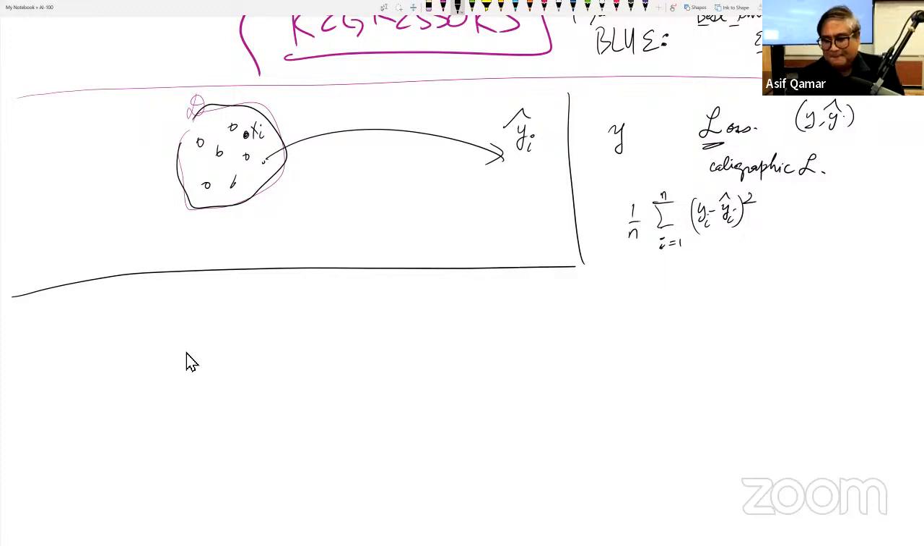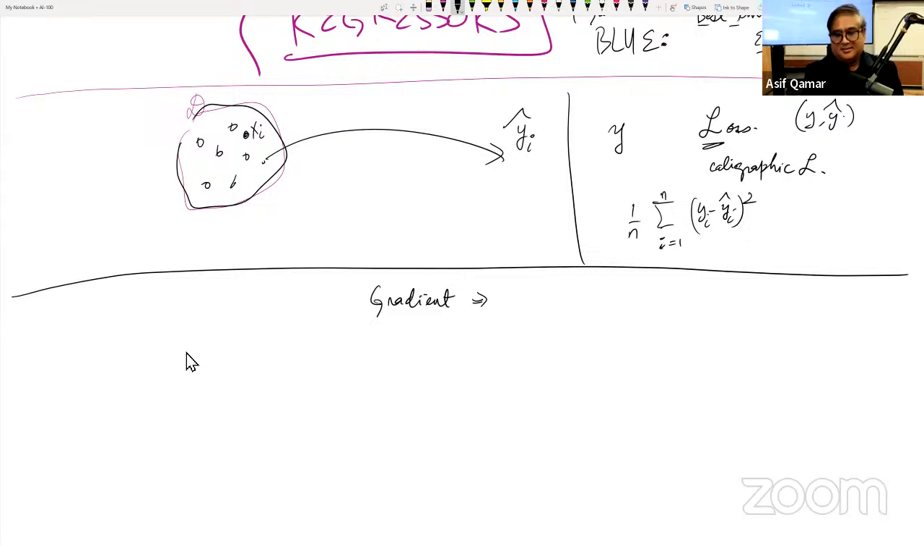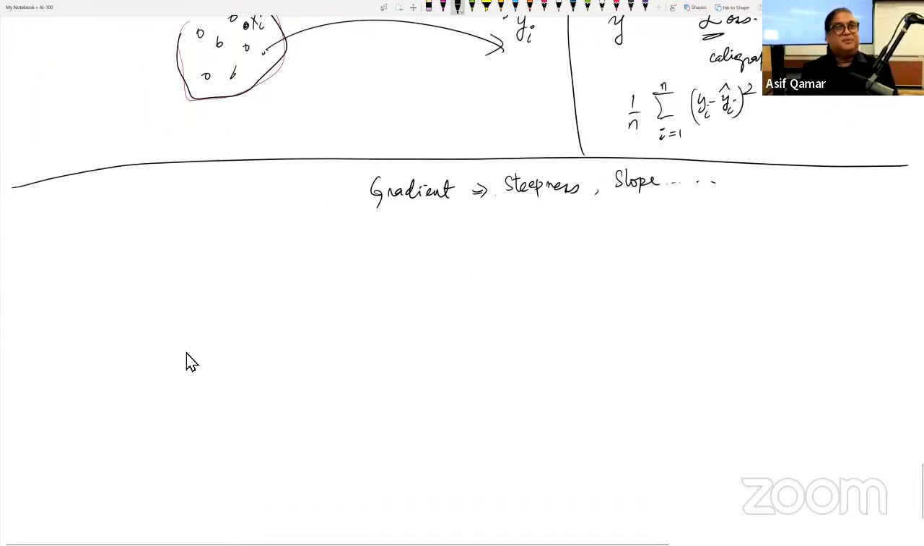Now, we'll come to the main topic. Again, let's talk about gradient. So gradient is what? Gradient is slope, steepness, related to the word steepness. Steepness, slope. People often use these words interchangeably. Are we together? So let's look at this. I'll give you a very simple example.